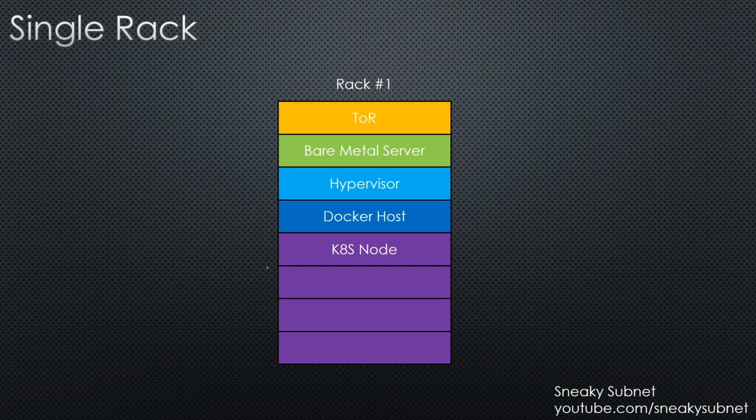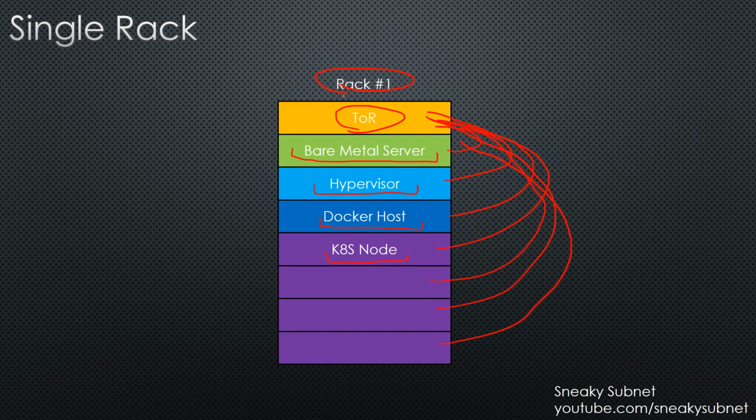located inside racks. So here is our rack number 1, and at the top of the rack we have our top of rack switch, and below it we have bare metal servers, hypervisors with virtual machines or VMs, Docker hosts which host containers, Kubernetes nodes, etc. And we connect our endpoints to our top of rack switch. And as long as we are talking about just a single rack, everything is good.